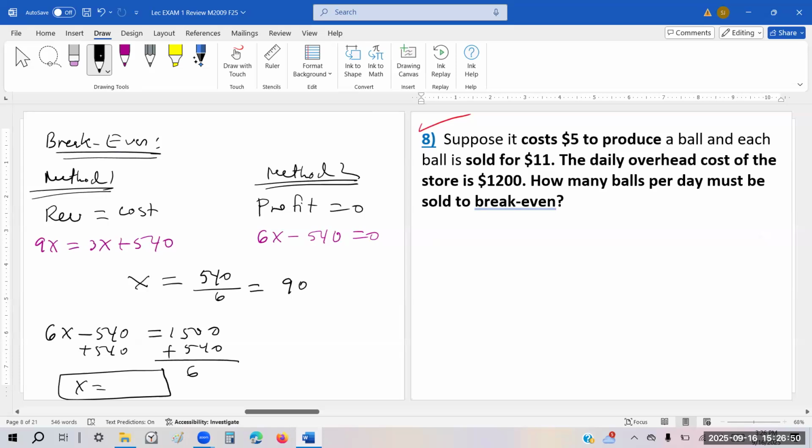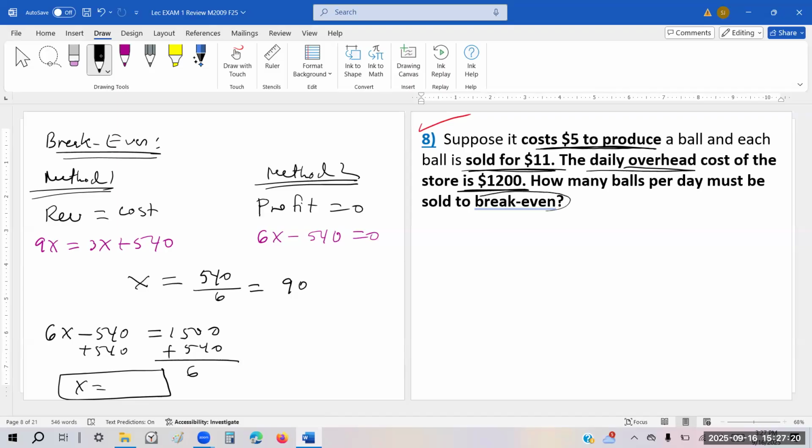The next one says, suppose we have a $5 cost to produce a ball and we are selling it for $11. Daily overhead cost is $1,200, which is a lot, man. It should be monthly. How many balls per day must be sold to break even?